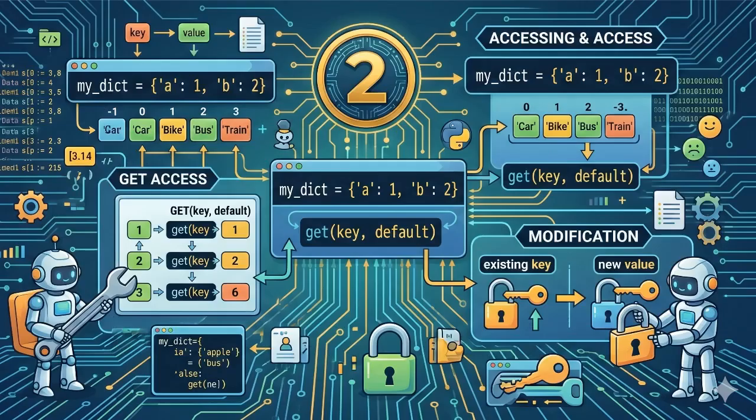This slide introduces the get method. The key idea is, direct access may cause an error if the key does not exist. get allows safe access by returning a default value. We will see this in the next example.